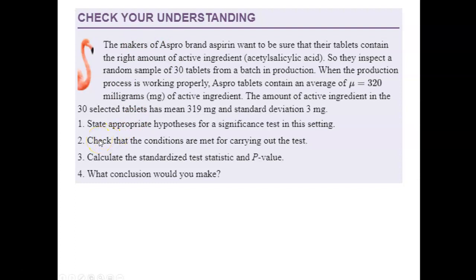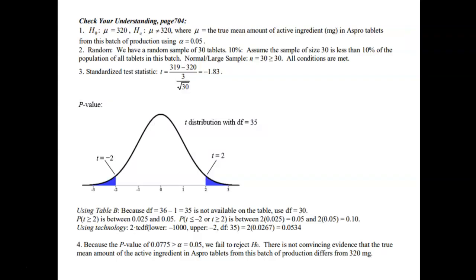All right, now we're going to check the conditions to make sure that we can carry out this test. So random, yeah, because simple random sample. Cool. 10%, I'm positive that they make more than 300 tablets, so 30 is less than 10% of all the tablets made in this particular batch. And then the large counts condition, I shouldn't say large counts because it's not a proportion, but the central limit theorem essentially, 30 is greater than or equal to 30. So all three conditions have been checked.